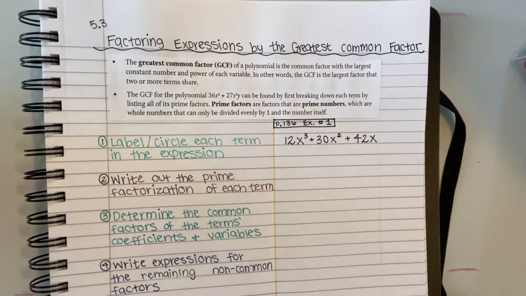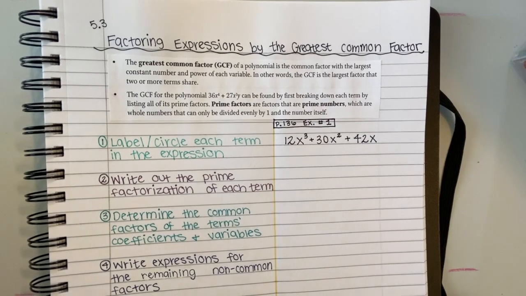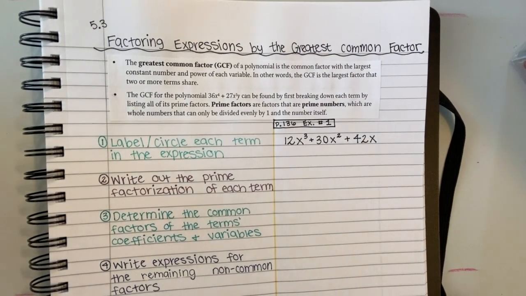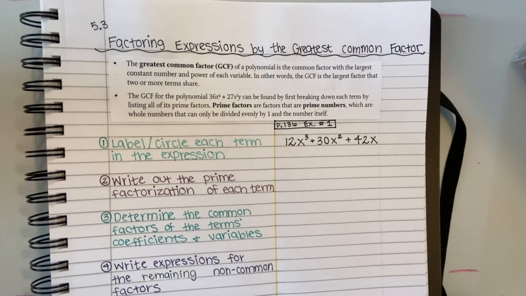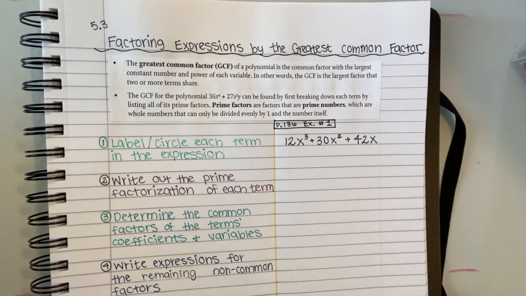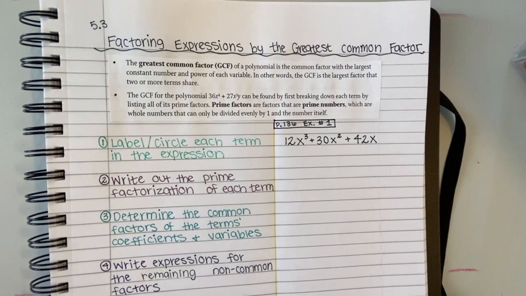Okay, so today's lesson is on factoring expressions by the greatest common factor. This is exactly the same as when we would simplify fractions by factoring out their greatest common factor. It's very similar to the factor tree we used to make, except in this case we now have variables and coefficients, not just the numbers.